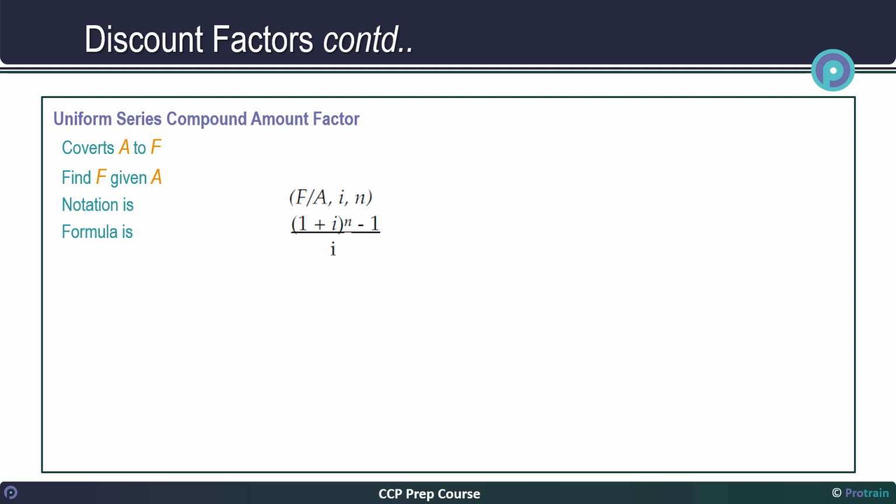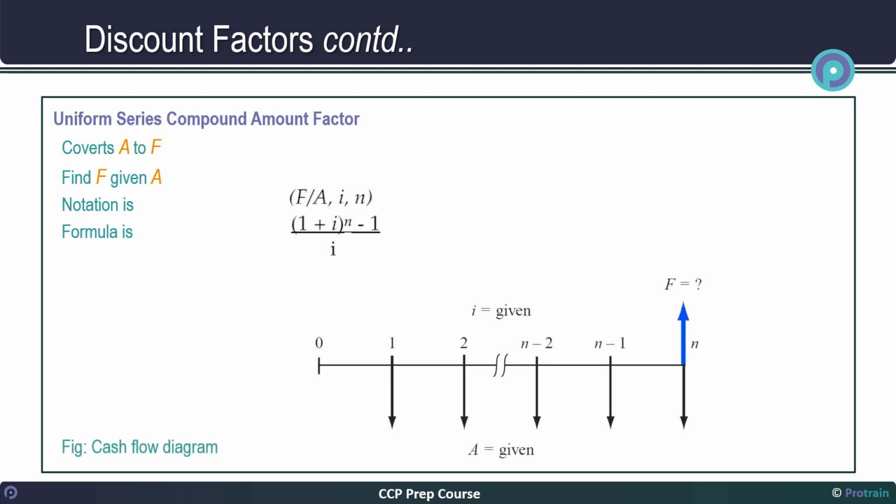Figure now shown on the slide shows cash flow for uniform series compound amount factor. The cash flow shows that we have to find F when A is given. Please critically review the cash flow. As discussed earlier, note that any discount factor is specific to its given cash flow only.